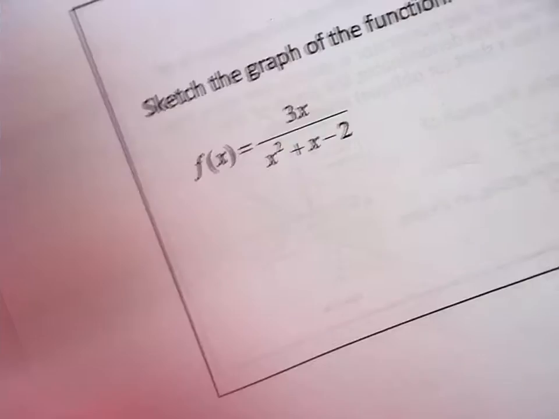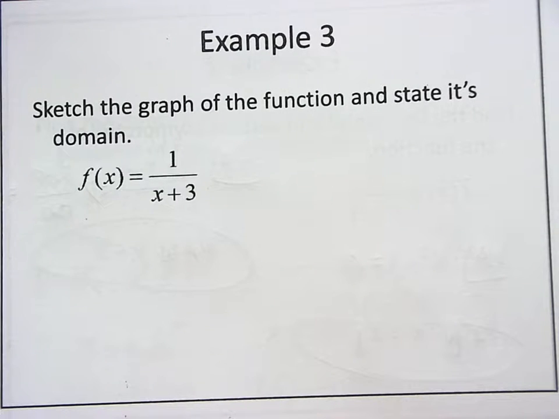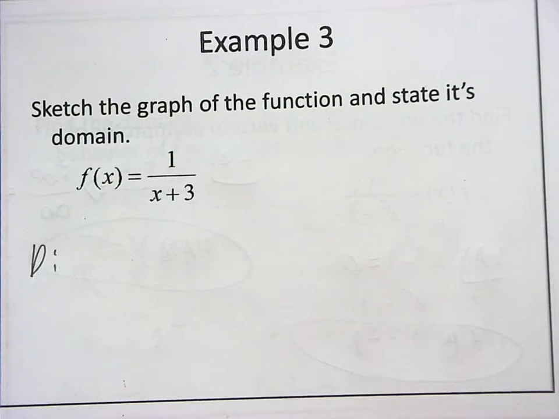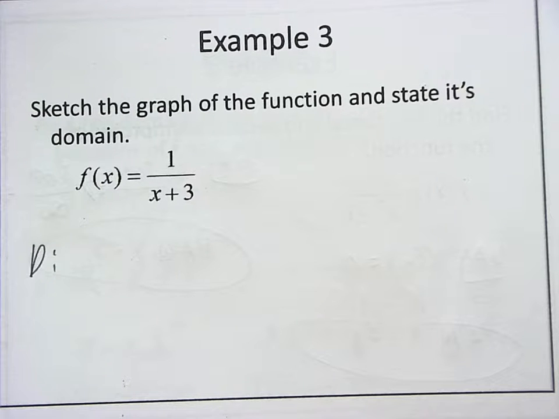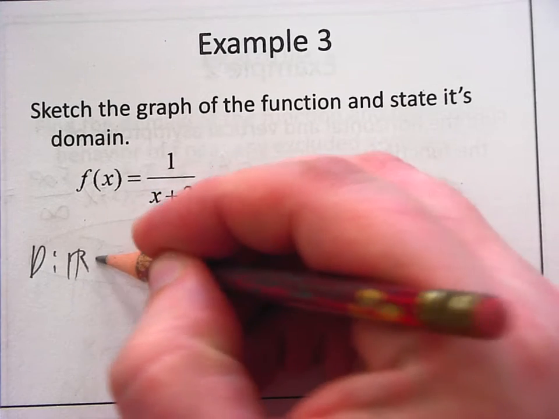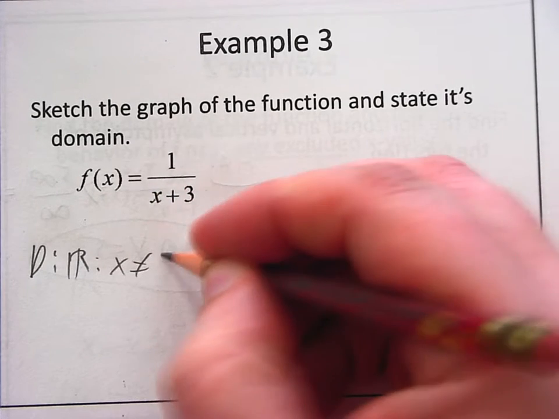Okay, let's apply that real quick, and look at sketching this graph. But I'm going to try to sketch it using those asymptotes. It does also ask me to state the domain. So real quickly, let's just state the domain for this would be what? Yep. All real numbers such that x does not equal -3.